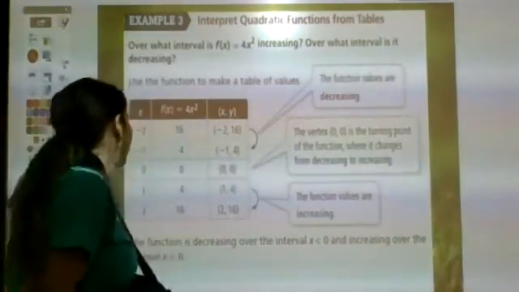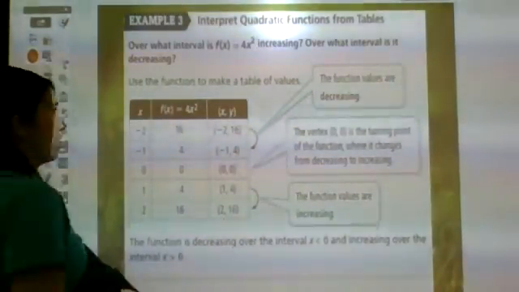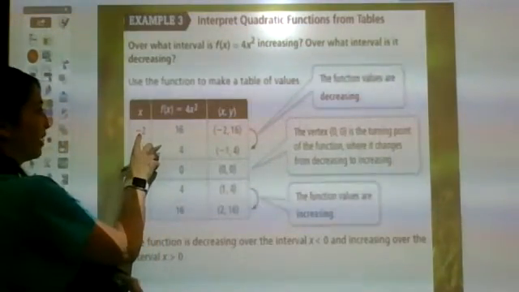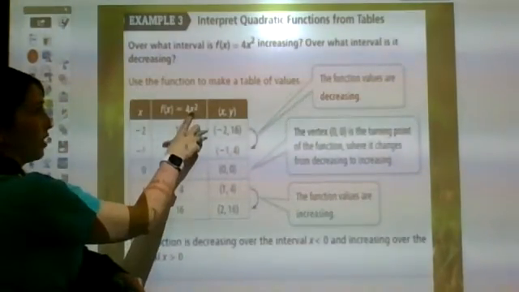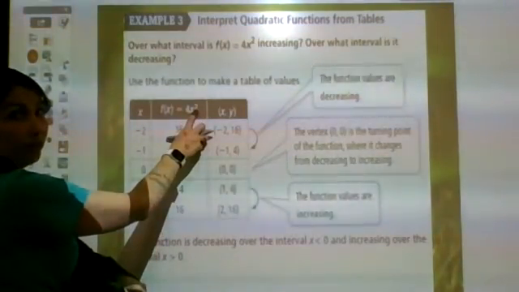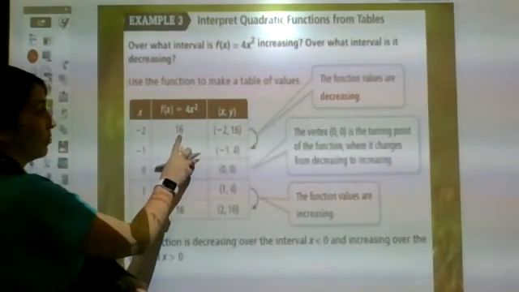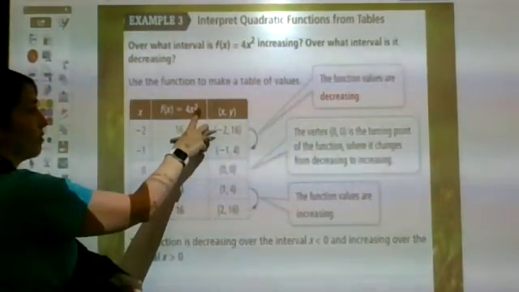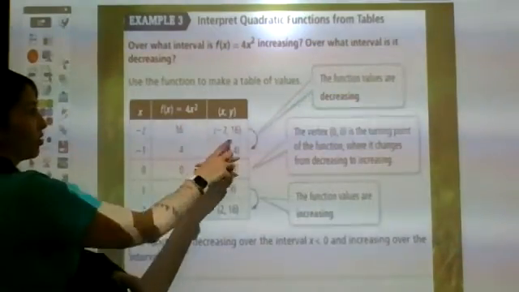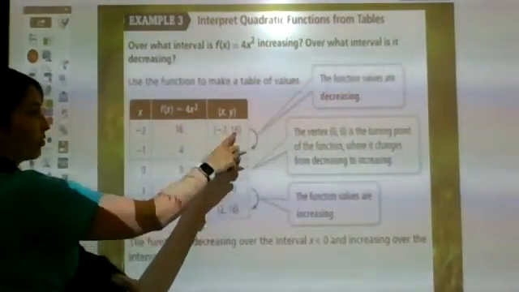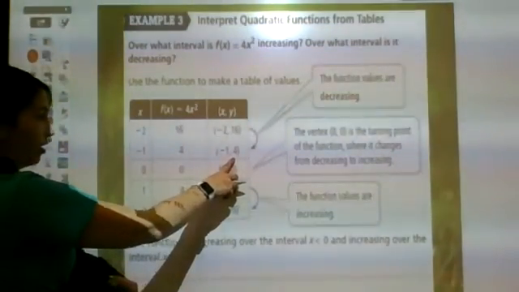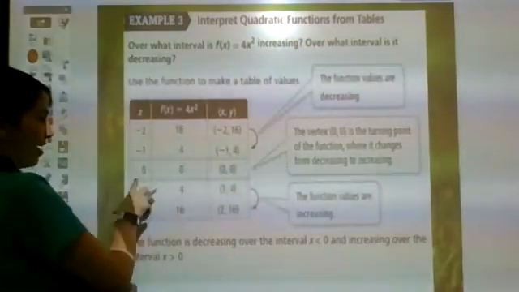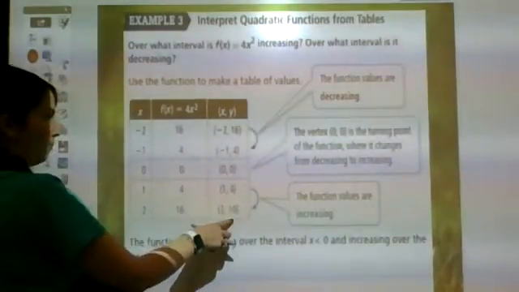When is it increasing? Well, check it out. If you actually plug it in the tables, so if x is negative 2, negative 2 times negative 2 is a positive 4, and 4 times 4 is 16. If x is negative 1, negative 1 times negative 1 is 1, times 4 is 4, so it's going from 16 to 4. So this time it went down. Look at that. When the x's are positive, it's going up.